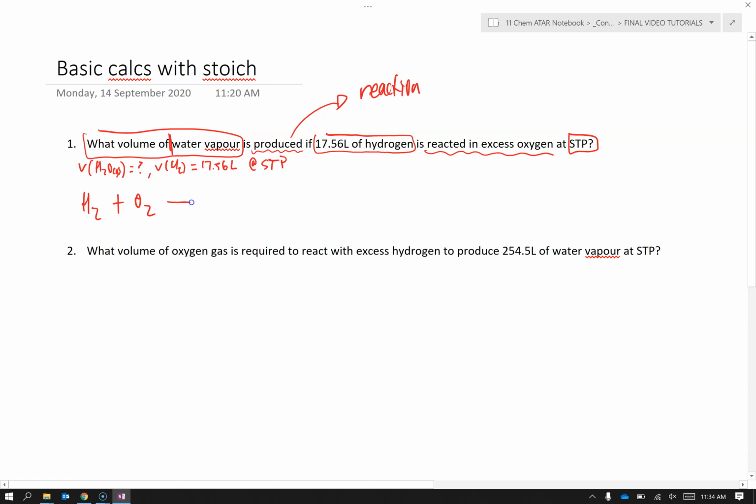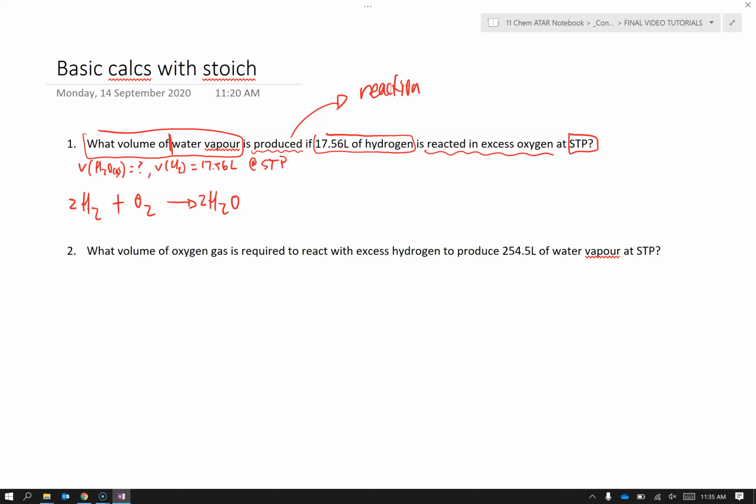H2 plus O2 we know produces water. It's a simple combustion reaction. In fact, it produces two water molecules and requires two hydrogen molecules to do it. Now, please note, I have not included states in this equation because all it is for me is a stoichiometric ratio, so that doesn't really matter.